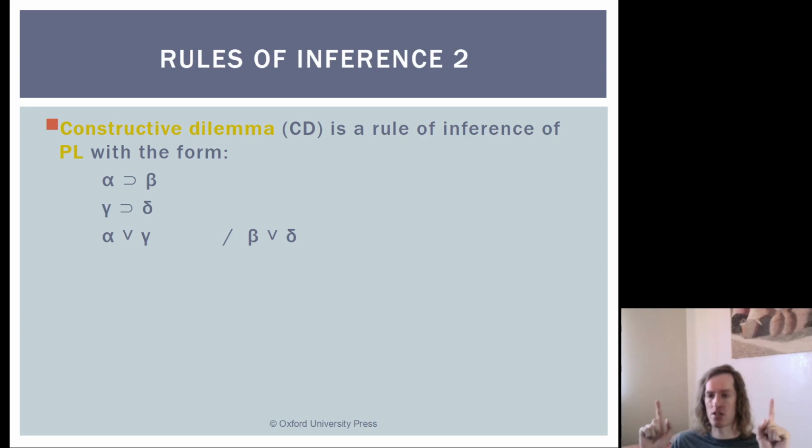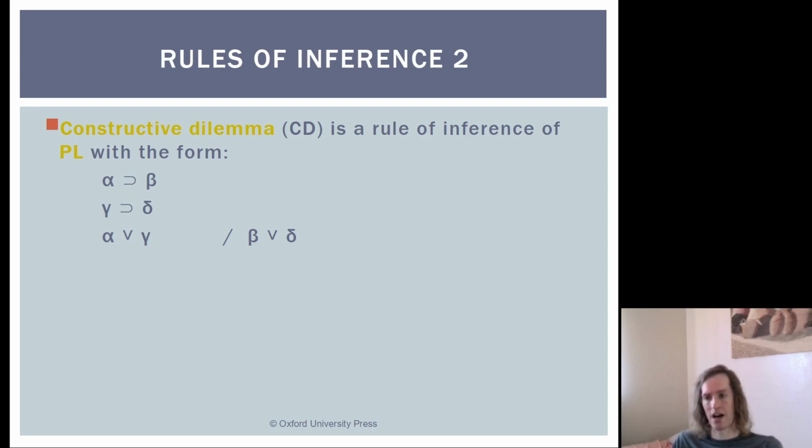Because there has to be at least one of them, then we know that at least one of the 2 antecedents is true. We don't know which one, though. And if one of the 2 antecedents is true, then we know that one of the 2 consequents would have to be true, would follow from the conditional that's expressed there.